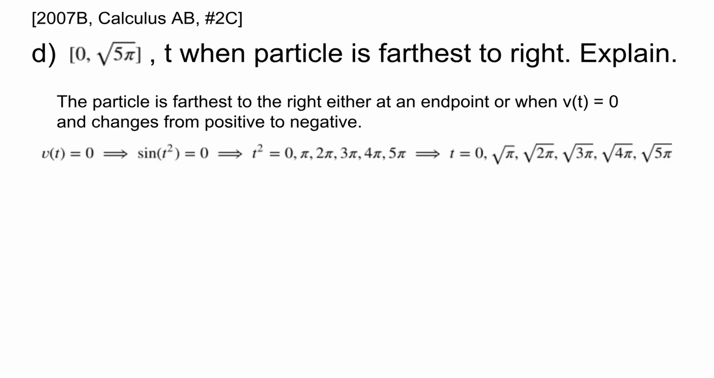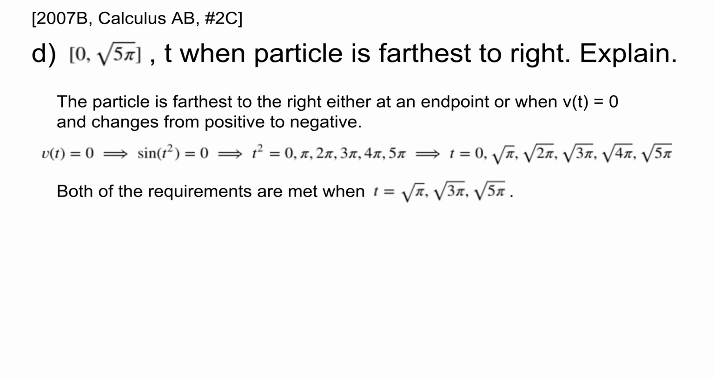V of t equals 0 implies that sine of t squared is equal to 0, which implies that t squared is either 0 or pi or 2 pi or 3 pi or 4 pi or 5 pi. And then this implies that t is either 0, square root of pi, square root of 2 pi, square root of 3 pi, square root of 4 pi, or square root of 5 pi. And then note that both requirements are met when t is either the square root of pi, the square root of 3 pi, or the square root of 5 pi.